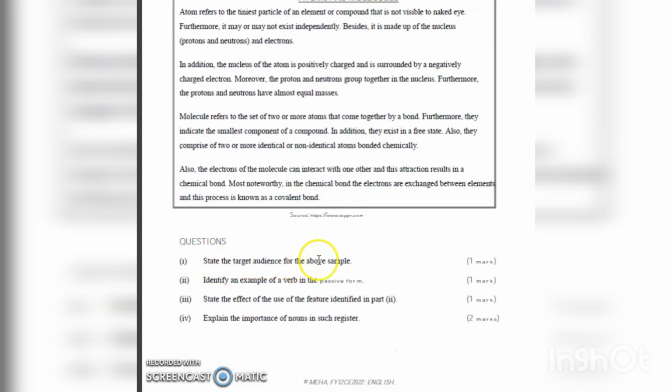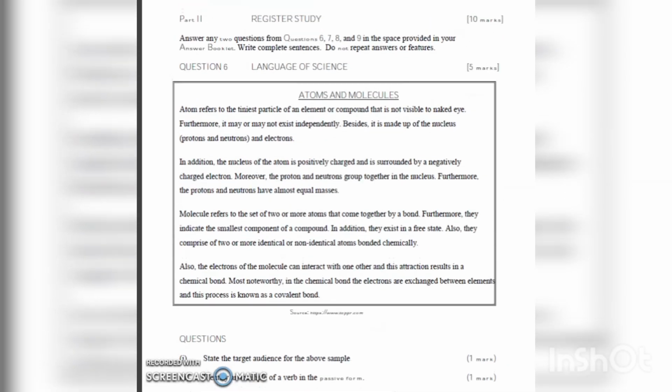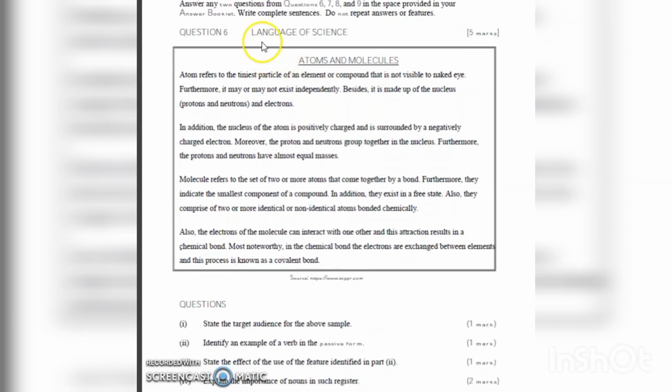State the target audience for the above sample. So the audience is who will be looking at our sample, or who will be looking at these notes. So we can assume that they are science students. So you will start with: the target audience of the above sample are science students or those interested in science. Okay, very simple, to the point. And once again, you are to write in complete sentences.